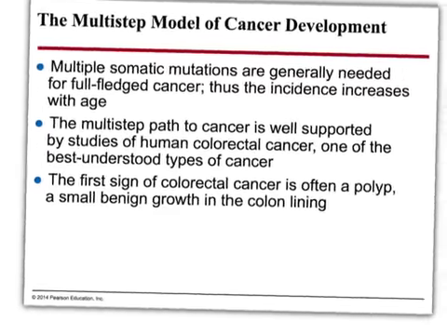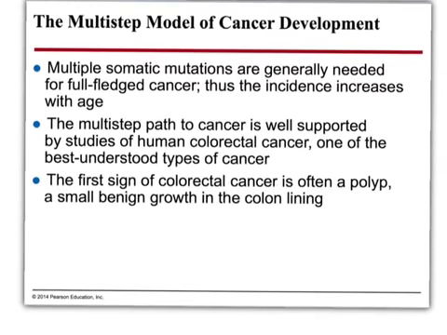Multiple somatic mutations are generally needed for full-fledged cancer. And thus, incidence increases with age. As you get older, you acquire more mutations. Your cell's ability to repair DNA and recognize those mutations goes down. Therefore, you develop cancer as you get older. All right. This multi-step path is well supported, and we're going to use colorectal cancer as an example to look at this.